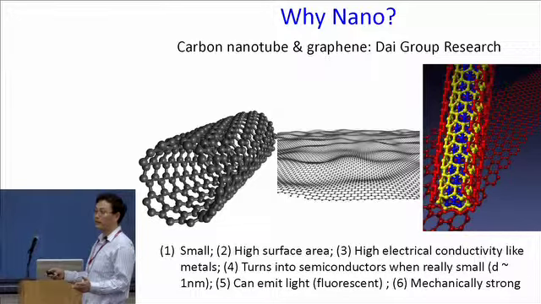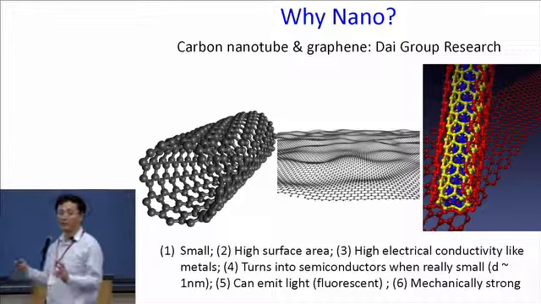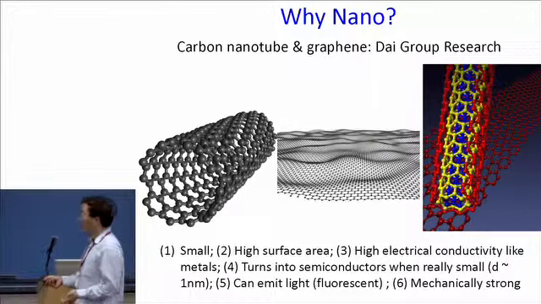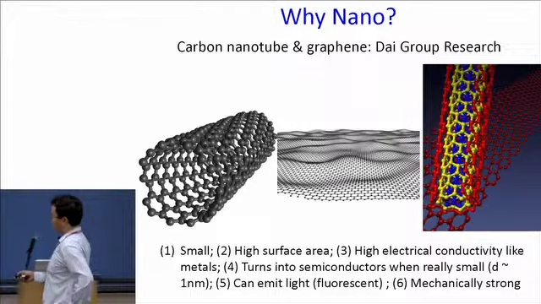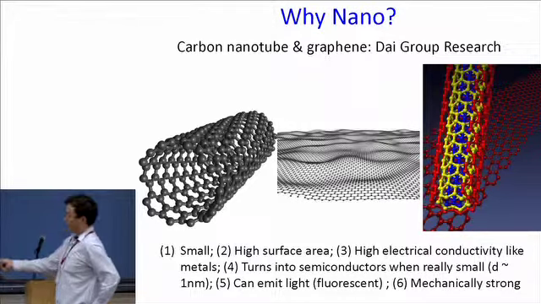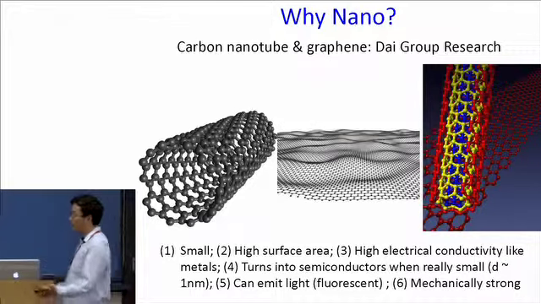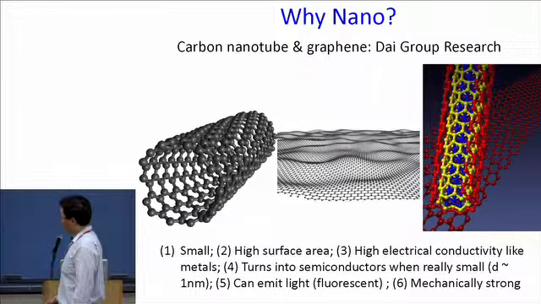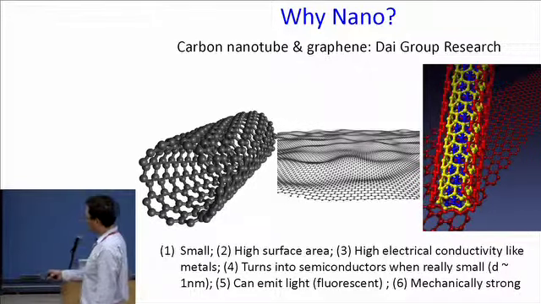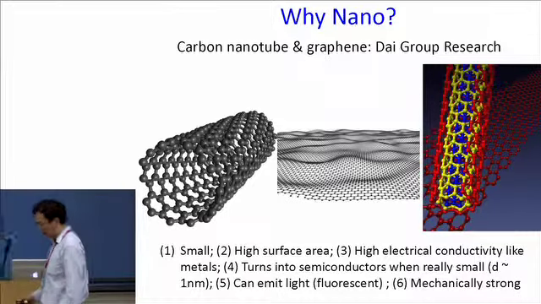And semiconductors are important, right? It's useful in transistors, in computers. It's useful for solar cells, right? So this actually can become a new type of semiconductor. And they can actually emit light. If they're semiconducting, they can emit light. They're fluorescent, which you can actually use for biological applications, which my group works on. And they're also very mechanically strong because carbon-carbon bonding is very, very strong.